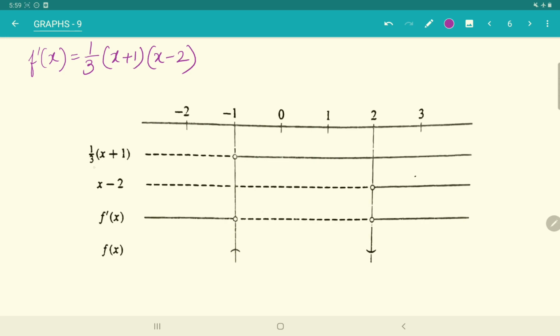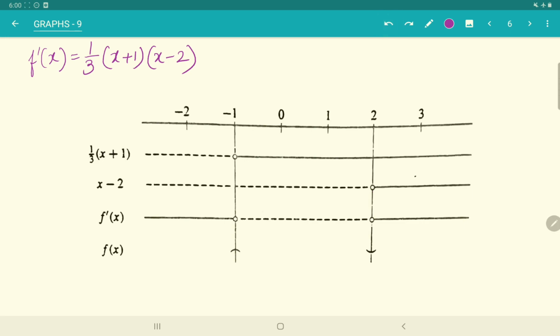And as I said, I have to first take up 1 by 3x plus 1, which you can see is greater than 0 here. It's the bold line, and it is less than 0 here. It's the dotted line. And then we have x minus 2. So x minus 2 is greater than or equal to 0 for x greater than or equal to 2. And that means we see that here we have the bold line after 2, and the dotted line before that.